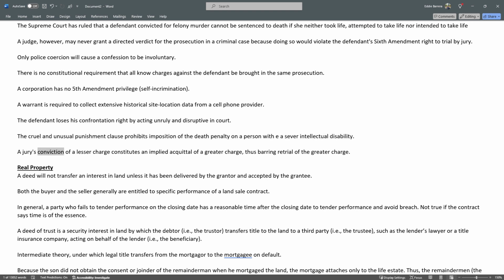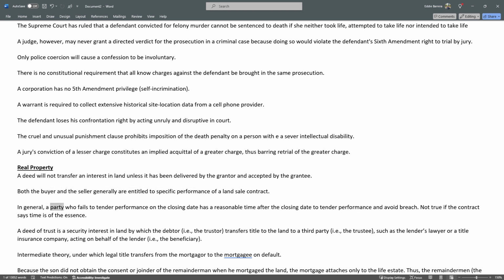A jury's conviction of a lesser charge constitutes an implied acquittal of a greater charge, thus barring retrial of the greater charge. Real property. A deed will not transfer an interest in land unless it has been delivered by the grantor and accepted by the grantee. Both the buyer and the seller generally are entitled to specific performance of a land sale contract.